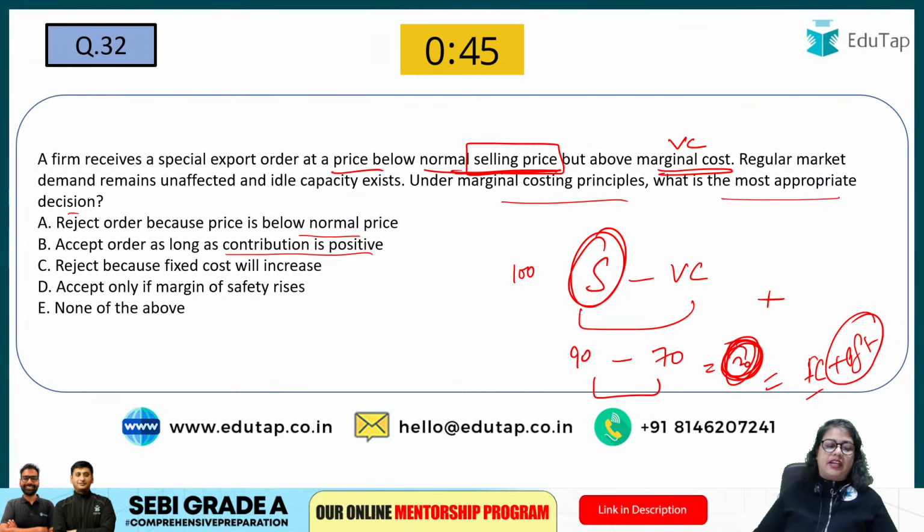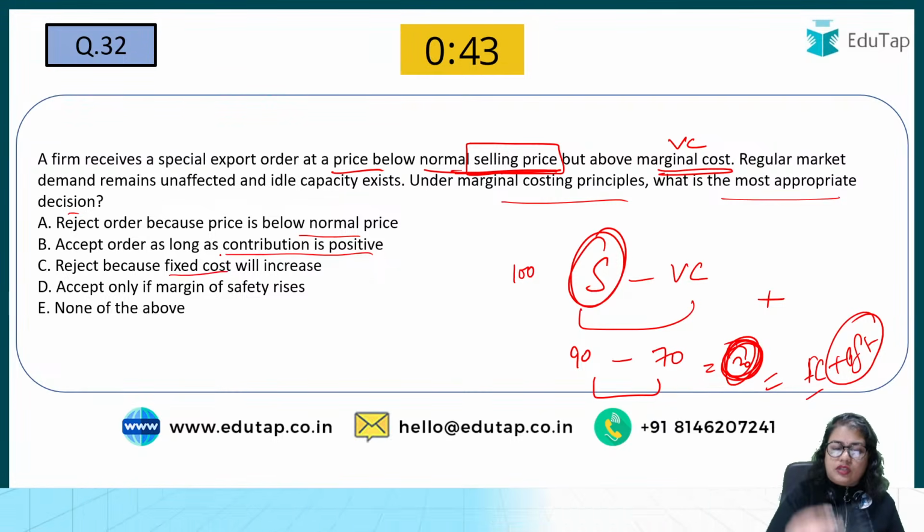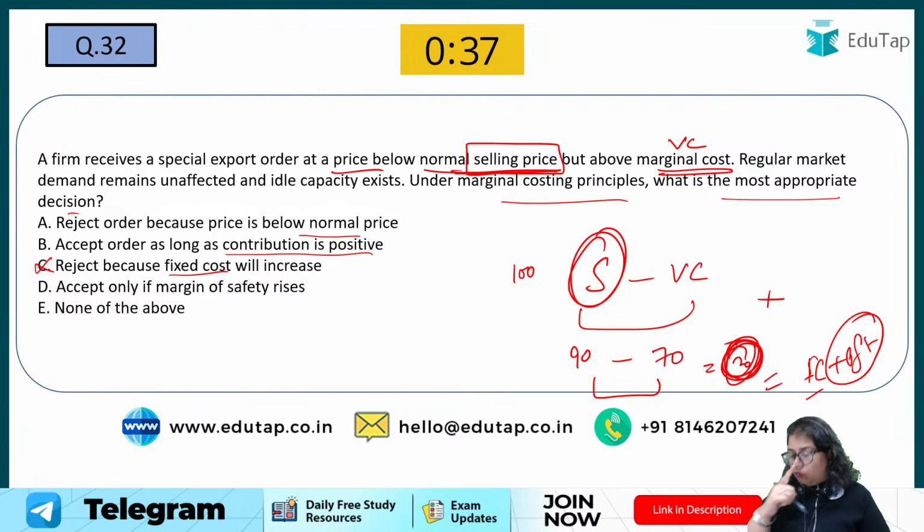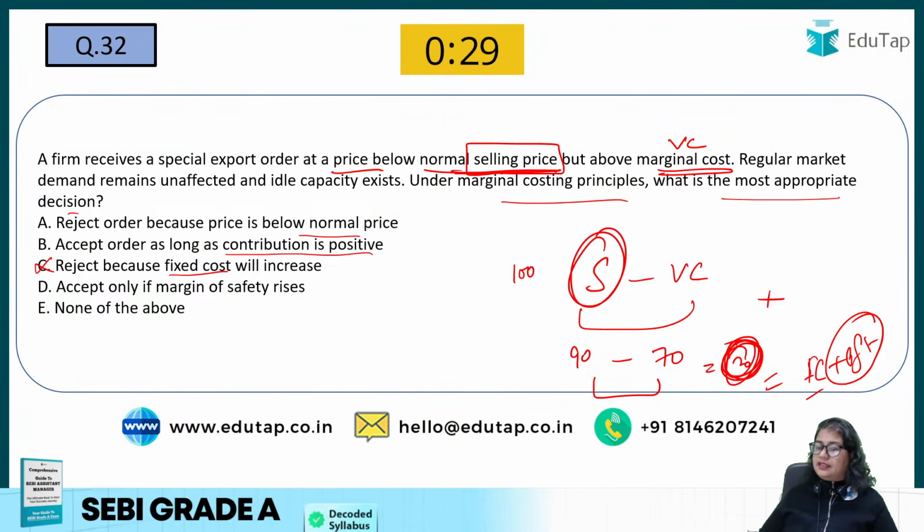Then C, reject, because the fixed cost will increase. The fixed cost will not increase, so this is wrong. Except only if the margin of safety rises. What is margin of safety? It is basically the profit region, you can say. So only if you are gaining profit, only then you should accept it.